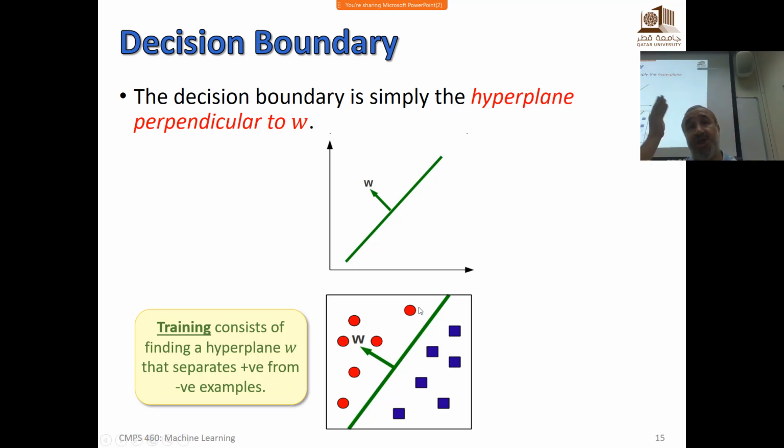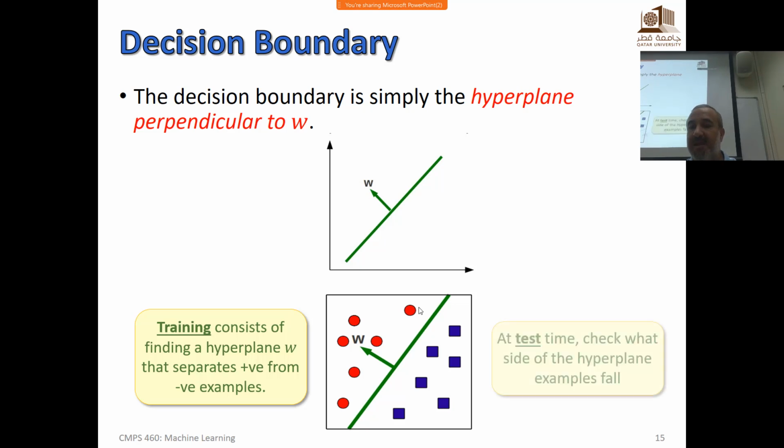Of course, in training, we are changing this hyperplane. We are learning over time. We are trying to predict the label for the training examples. If we made mistakes, then we change the model. But the objective of the training is to find that hyperplane.